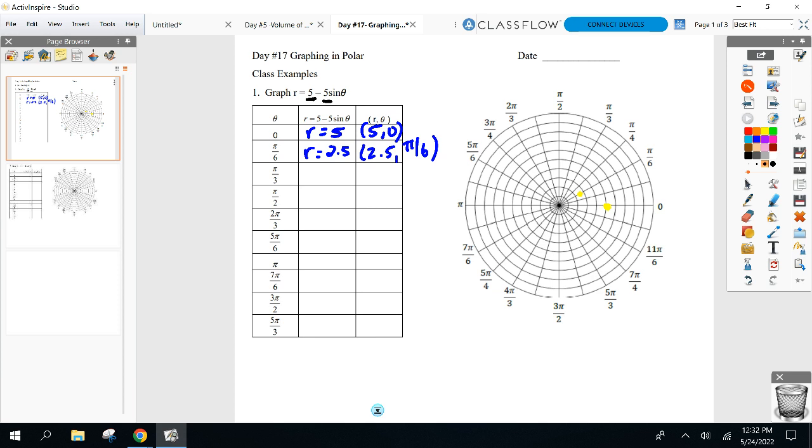Pi over 3, we're getting a little smaller here, so we have to be careful. 5 minus 5 sine pi over 3. What do you got? 0.7. All right, be careful. You're not going a full circle. Just be below it. So at pi over 3, don't go anywhere past the first circle. I know it's tiny, but that's where it's going to be.